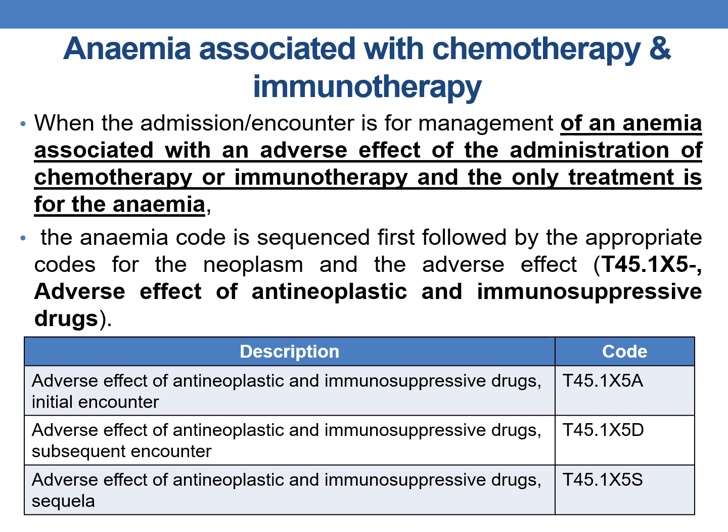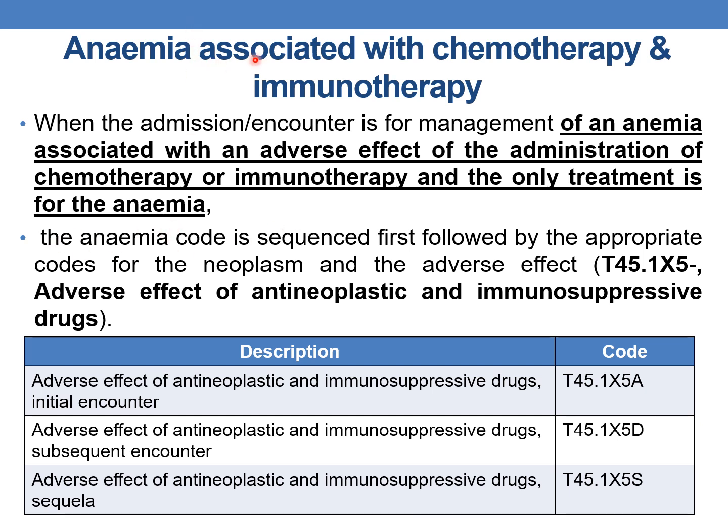Coming to anemia associated with chemotherapy and immunotherapy. When the admission or encounter is for the management of an anemia associated with an adverse effect of administration of chemotherapy or immunotherapy and the only treatment is for anemia, then anemia code is sequenced first, followed by the appropriate codes for neoplasm and the adverse effects.